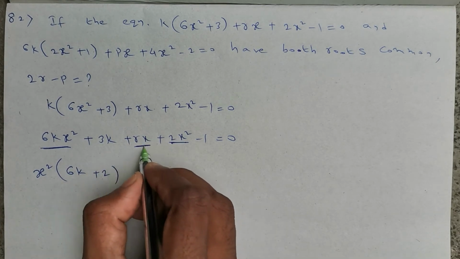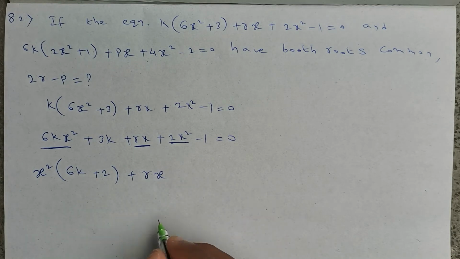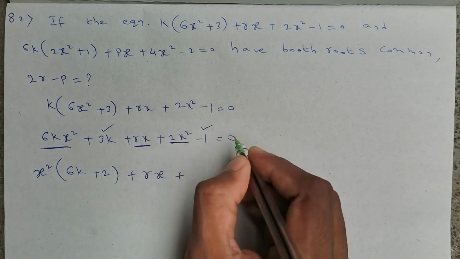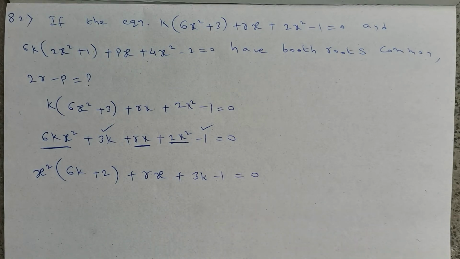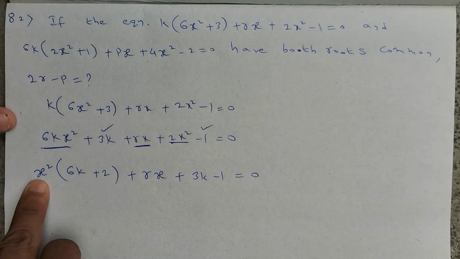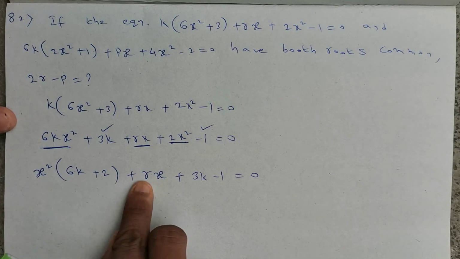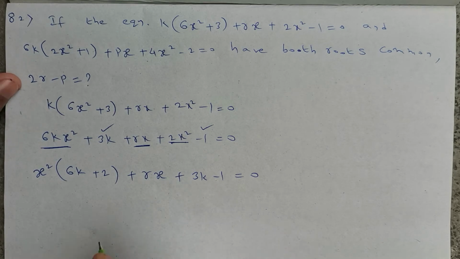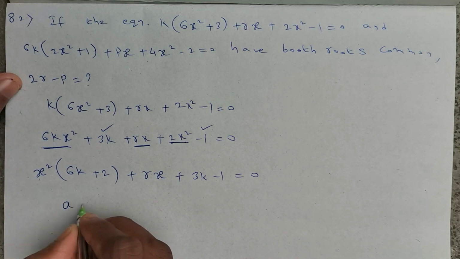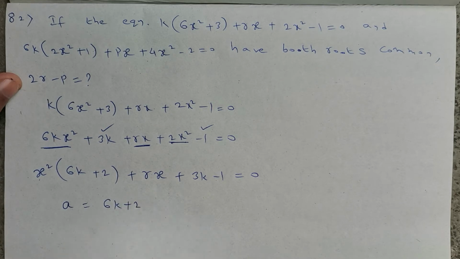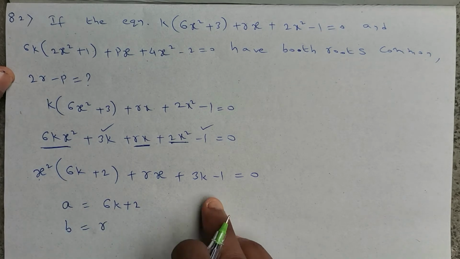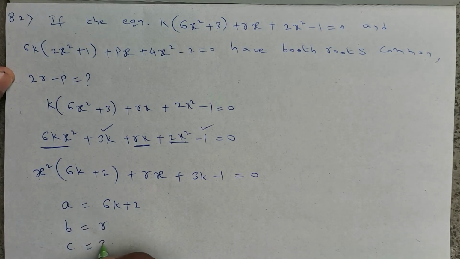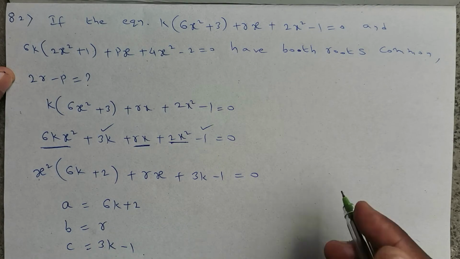Now next, this term I am writing, that is r into x, and remaining I am writing, that is plus 3k minus 1. Plus 3k minus 1 is equals to 0. Now if we observe this clearly, it is a quadratic equation. X square coefficient is there, x coefficient is there, and some constant is there. So x square coefficient is nothing but a, that is 6k plus 2. X coefficient is nothing but b, so b is equals to r, and constant c is equals to 3k minus 1. So from the first equation we got the a value, b value as well as c value.